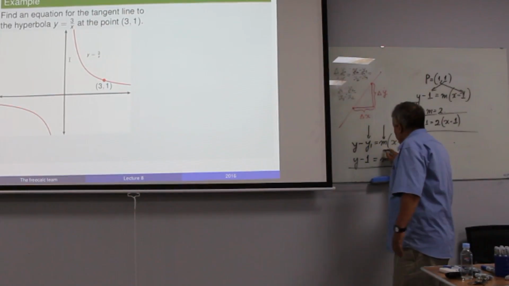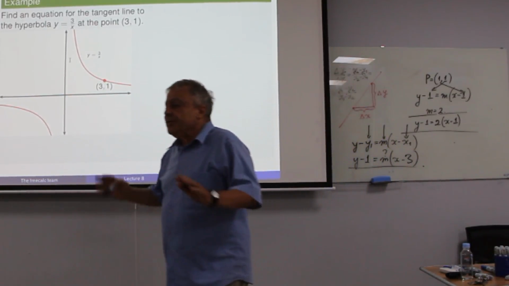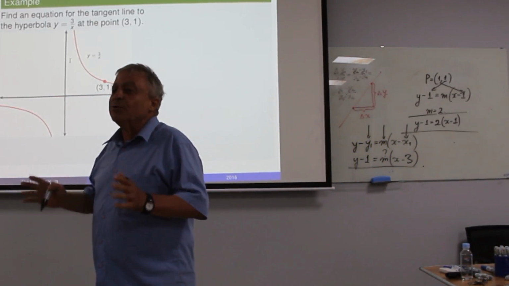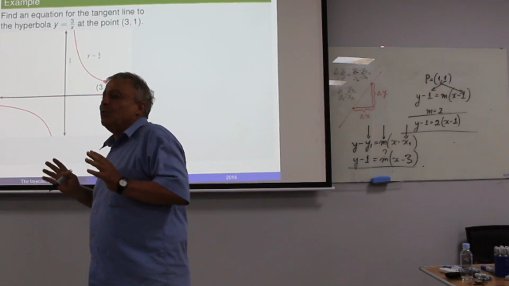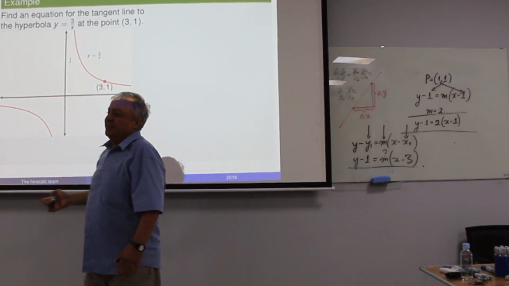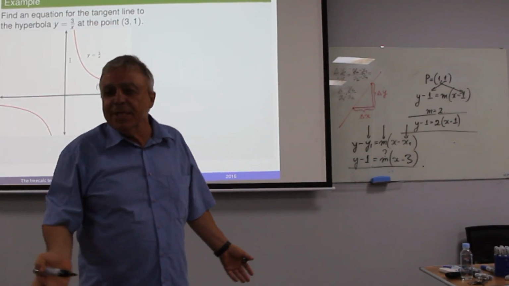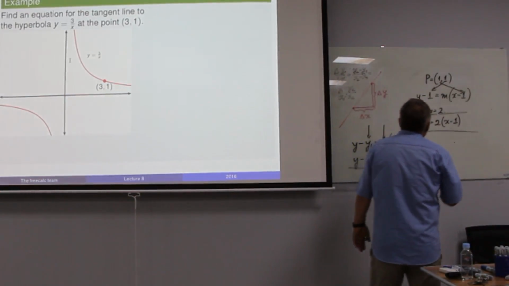Alright, so now the only problem is m. You see, everybody knows everything, but the problem is to know exactly where to look. And the place to look is just 3 and 1. It's so easy after that. So now how much is m, guys?